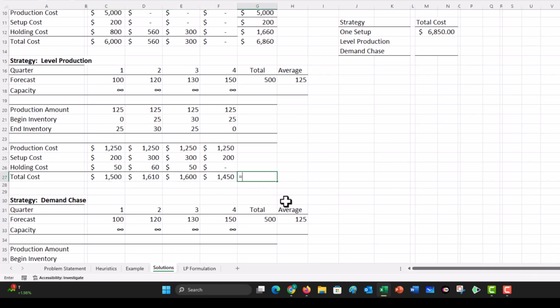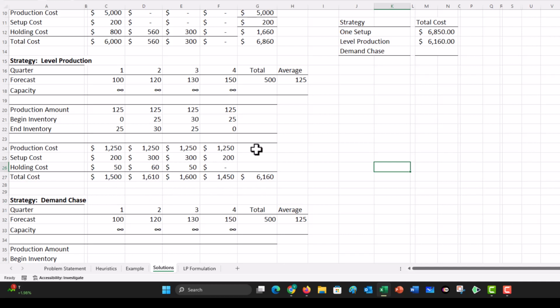And if we do the sum of the total cost of the 4 periods, we are going to get the total cost for the level production strategy, $6,160, which I am going to just type here, $6,160. We can see that the production cost using the level production strategy, the total is going to be much less than the total cost if we just did one setup, because our inventory carrying cost is going to be much less.